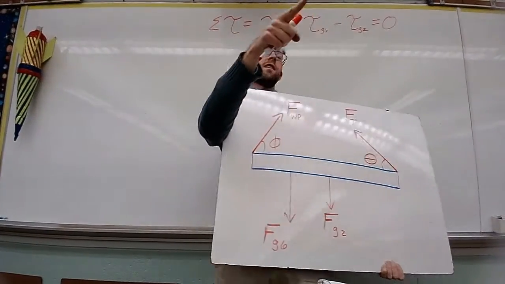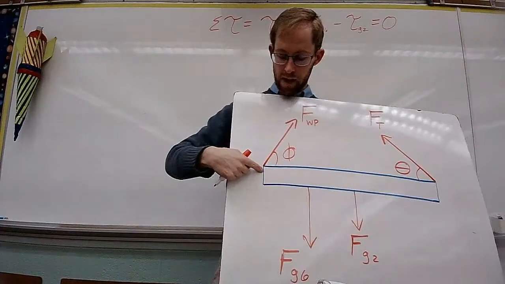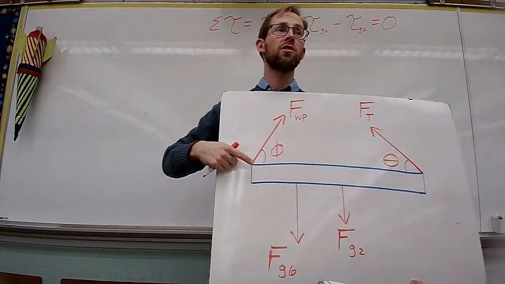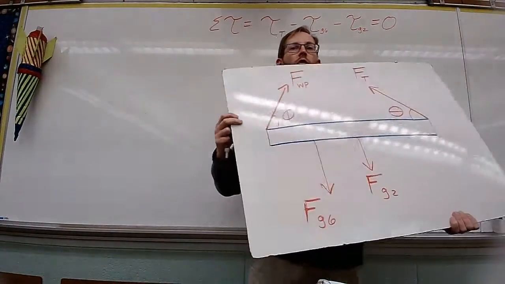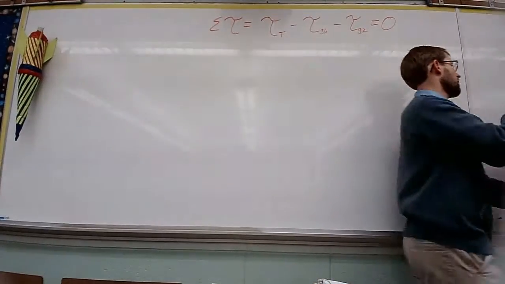Thank you, Seth. So torque is equal to radius times force. What's the radius here? 0, because you're at the 0 point. So the torque on the object at the pivot point does not matter. So we don't take it into account.